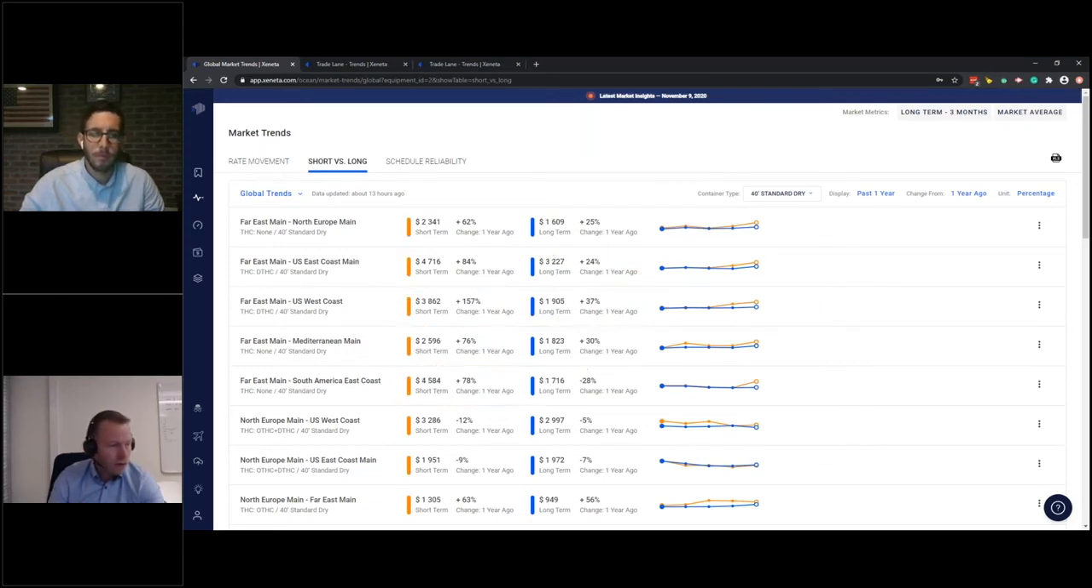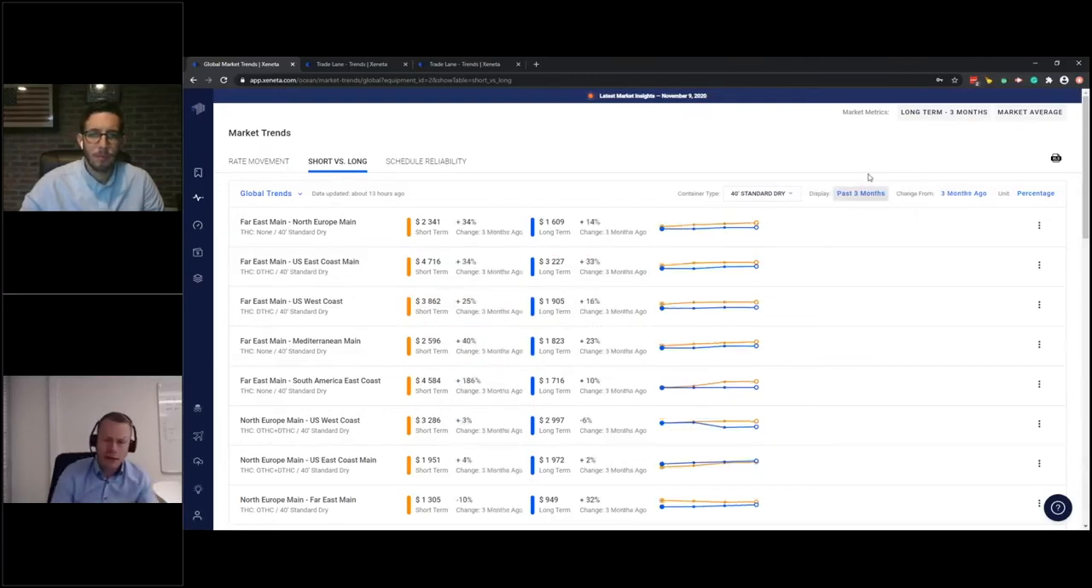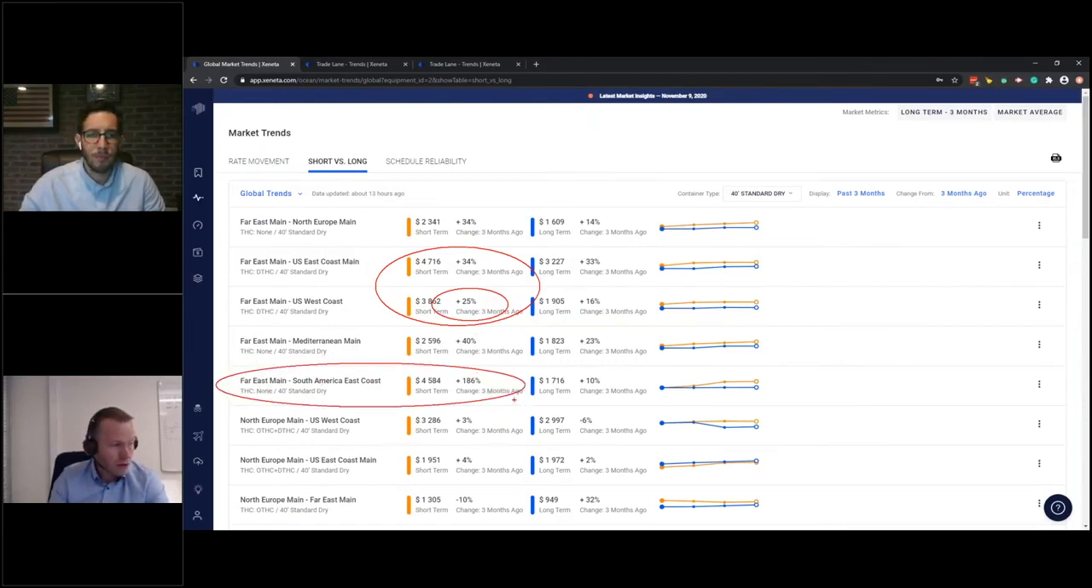Now, if I switch this overview to the last 3 months, because I want to see what has happened more recently on the market, then I get a slightly different picture. Now I can see that there's less of an increase on the short-term market for a few of these corridors. If you again look at US East and West Coast, you can see that now it's lower, double-digit increases still. So they're massive increases, but this one, the 25% was 157%. And this changes the picture from Far East Main to South America East Coast, where you can see that the majority of the increase has actually happened in the last few months alone, right?